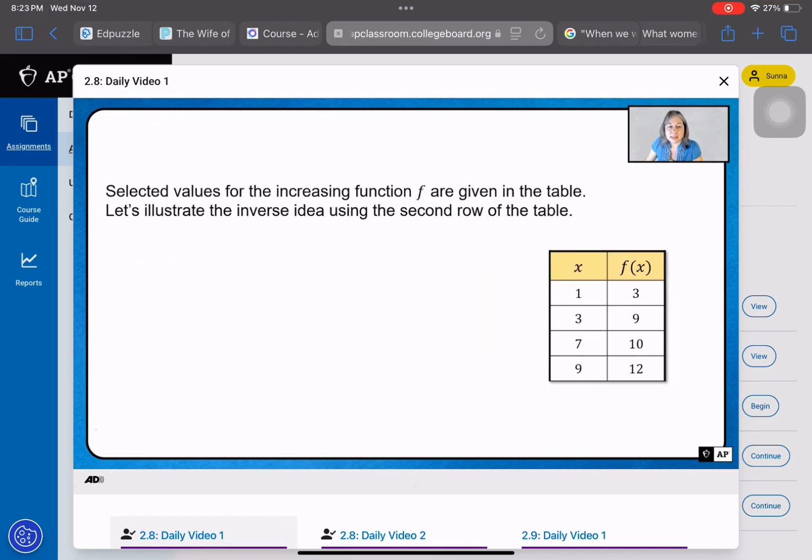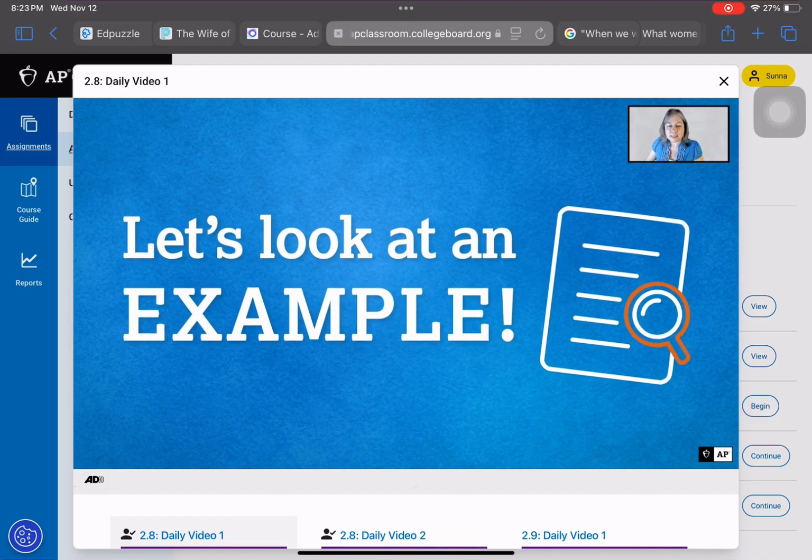Let's look at selected values for this increasing function f. Increasing, as we saw in the previous screen, would mean we have an invertible function given in the table. Let's illustrate this inverse idea using the second row. We can write f of 3 is 9. And we can also write f inverse of 9 is 3. So let's look at an example.